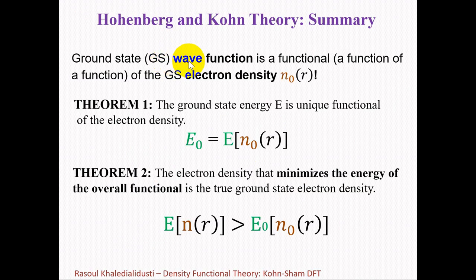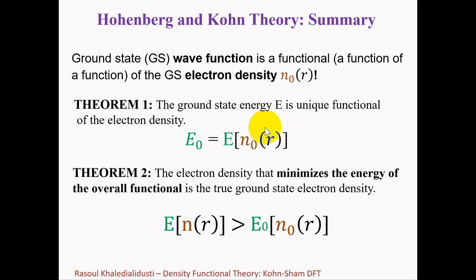To sum up, based on the Hohenberg-Kohn theory, the ground state wave function is a function of the ground state electron density. So if we know the ground state electron density as a function of position, we can in principle obtain the full wave function. And the ground state energy is also a function of the ground state density. So if we know the ground state electron density, in principle the ground state energy is a function of this density.